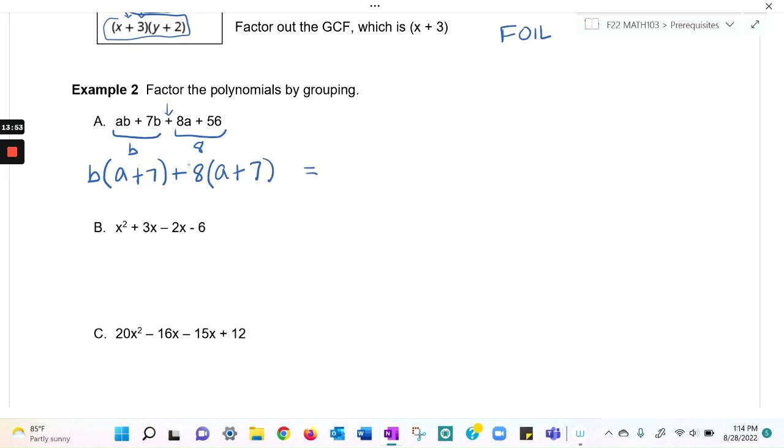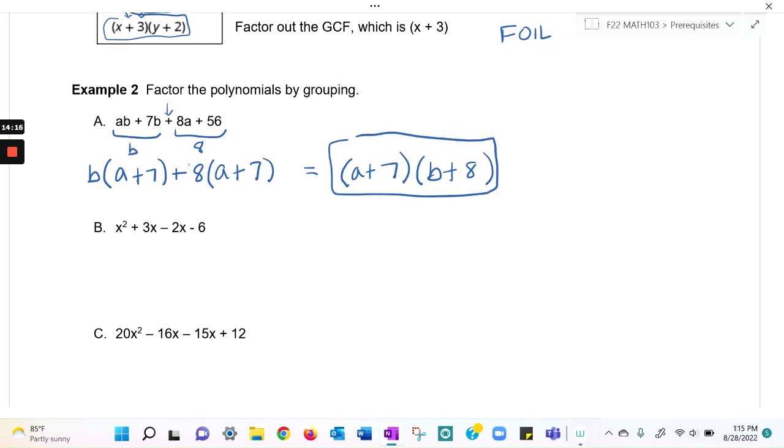Now, a plus 7s are the same. What we've got in parentheses is the same. That's our GCF now. And so that can factor out, and we're left with b plus 8. Yay! And you can check it by just multiplying it all back out.